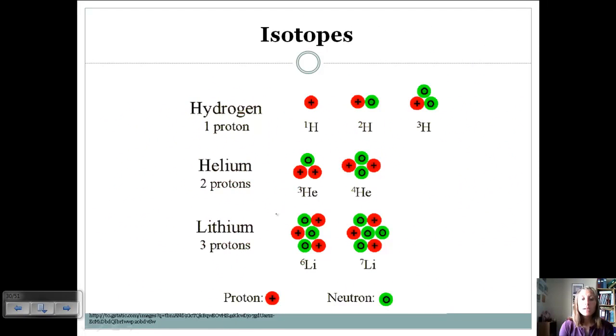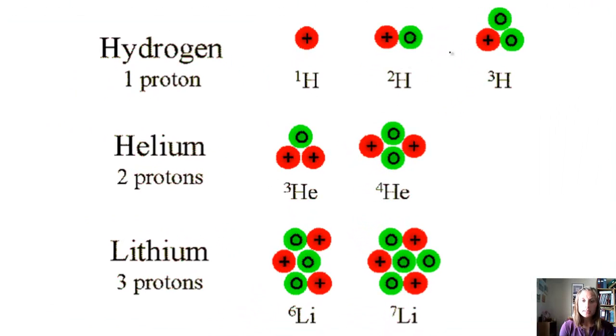Okay, a couple more examples. Here the protons are red, neutrons are green. You can see we have 3 isotopes of hydrogen, same number of protons, different number of neutrons. Same is true for these 2 isotopes of helium, and the same is true for these 2 isotopes of lithium. So same number of protons to identify the particular element, but different number of neutrons.